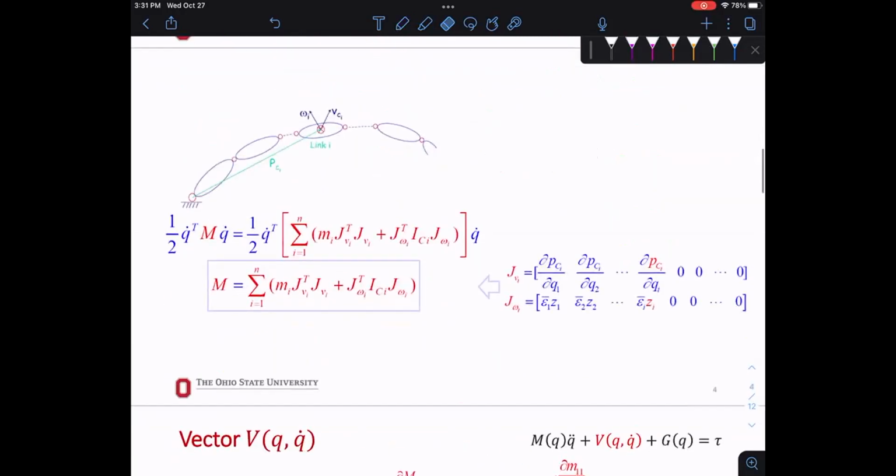So that was the left side from before. Now the right side became 1/2 q dot transpose a matrix times q dot. Now if you compare these two, you'll see that everything looks the same.